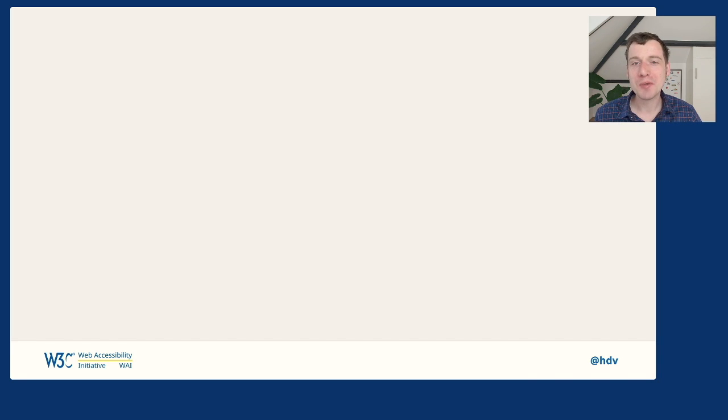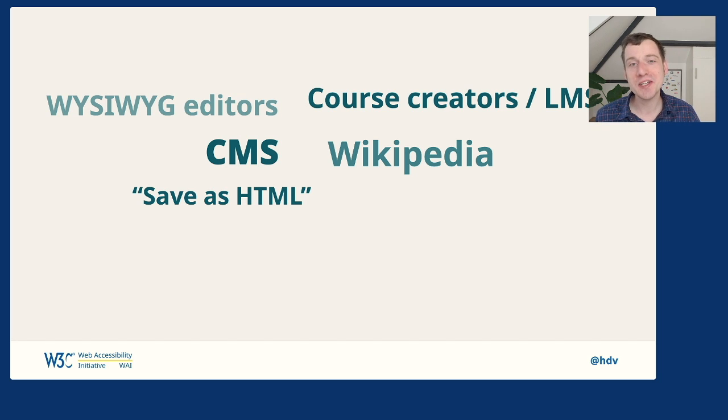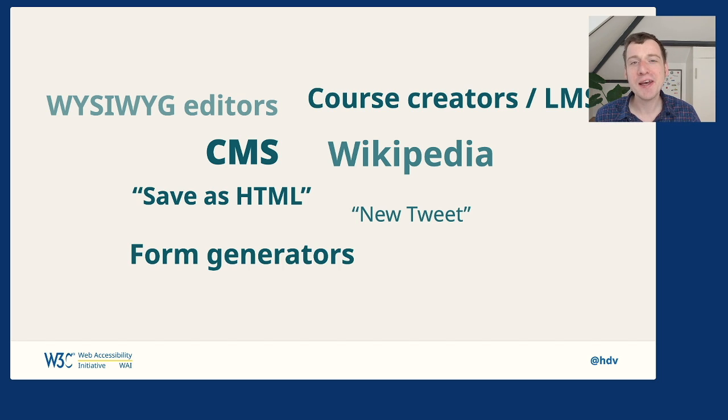Now first, let's look at a couple of examples of authoring tools. We're talking about things like WYSIWYG editors, course creators, learning management systems, or anything used in online education, very important in times of COVID. Content management systems, of course, Wikipedia, your Save as HTML functionality, social media, form generators, site builders. Lots of these different things all have in common that they create content for the web, or that they provide some sort of interface for their users to create something that will ultimately live on the web.